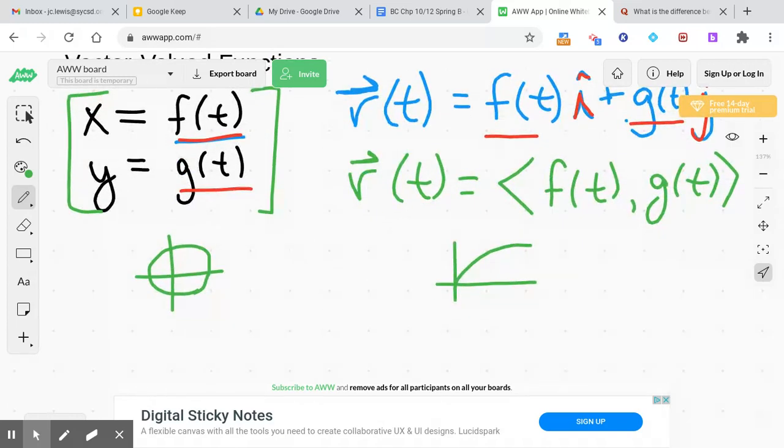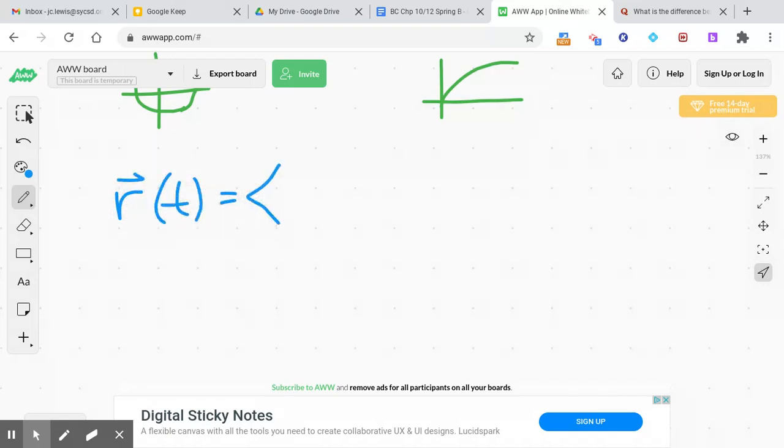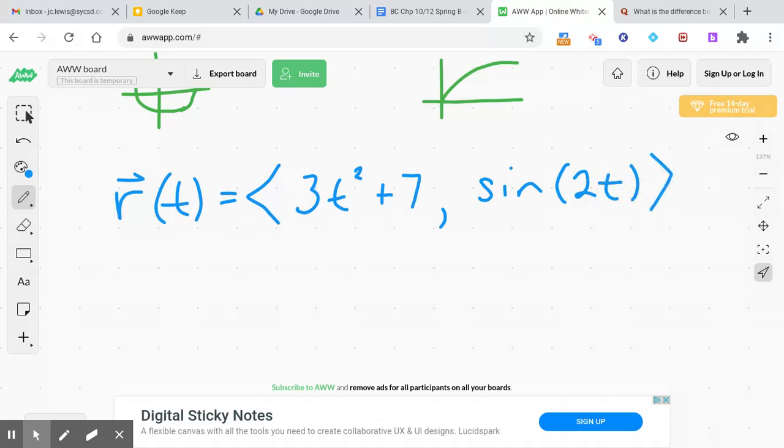So let's take a look at just one of these and what this looks like. We'll go back to blue. So if I have r of t equals, and we'll use the angle bracket notation, the AP folks seem to like that one, we just do 3t squared plus 7. And so that's my x function for my x position. And then we'll make it trig, sine of 2t will be our y position.